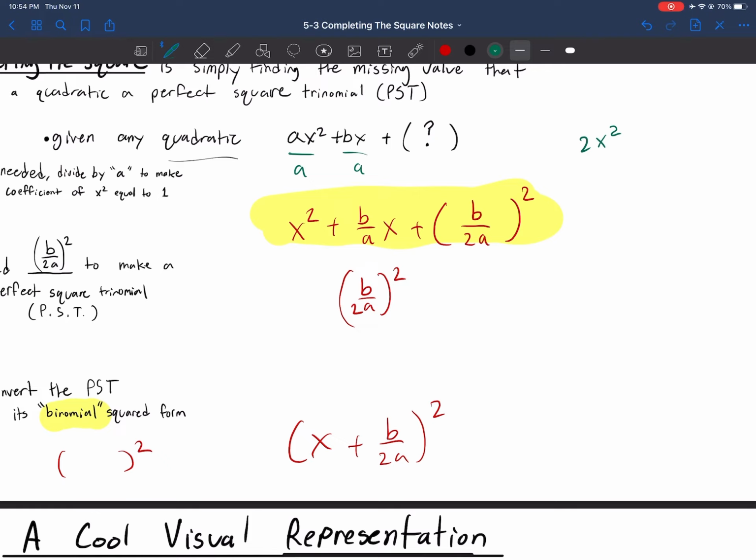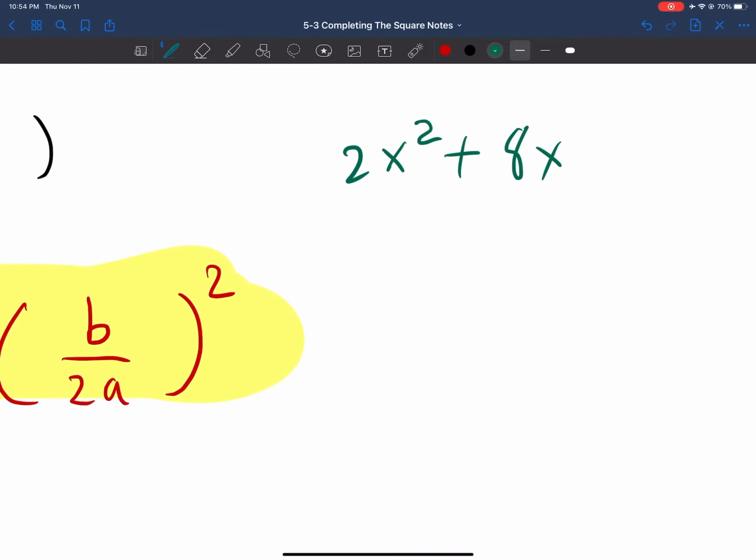2x squared plus 8x. This is not a perfect square trinomial right now. I want to add something to it. Well, the first thing I want to do is divide everything by its leading coefficient a. If I do that, it simplifies things, and I only have to focus: does my middle term add to c? So I have divided by 2, I'm left with x squared plus 4x.